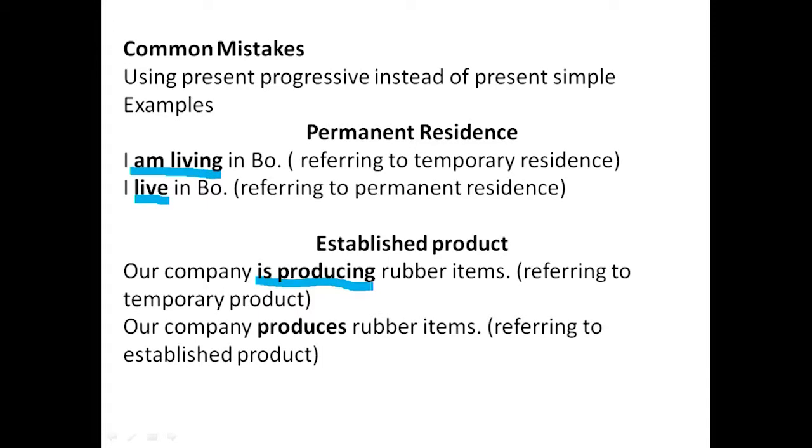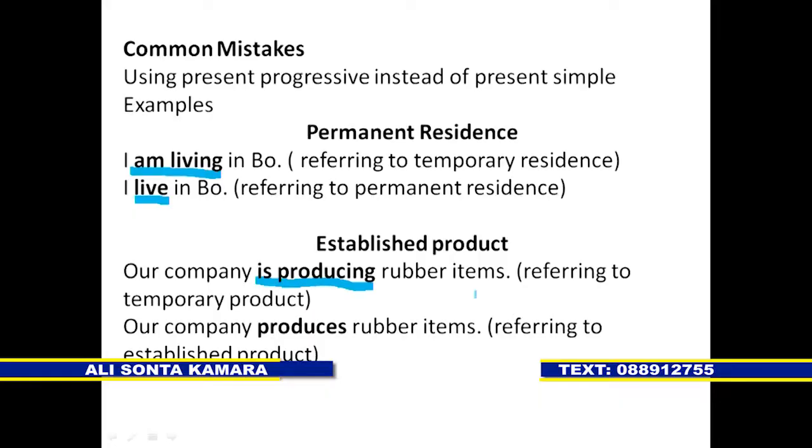use the present progressive, because this tense actually has to do with things happening now that will stop sooner or later. It will be in 1 hour time, it will be in 3 hours time, it will be in 4 hours time, it will be in days time, it will be in years time. What is important behind this tense is that whatever action it expresses has to stop, sooner or later. So to say our company is producing rubber items when in fact the company's established product is of course producing rubber items, of course we run into a mistake.